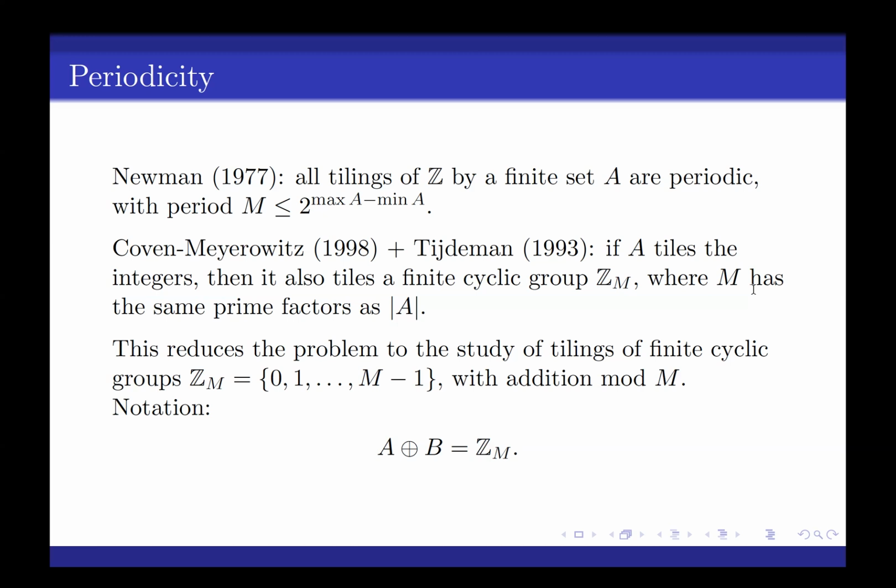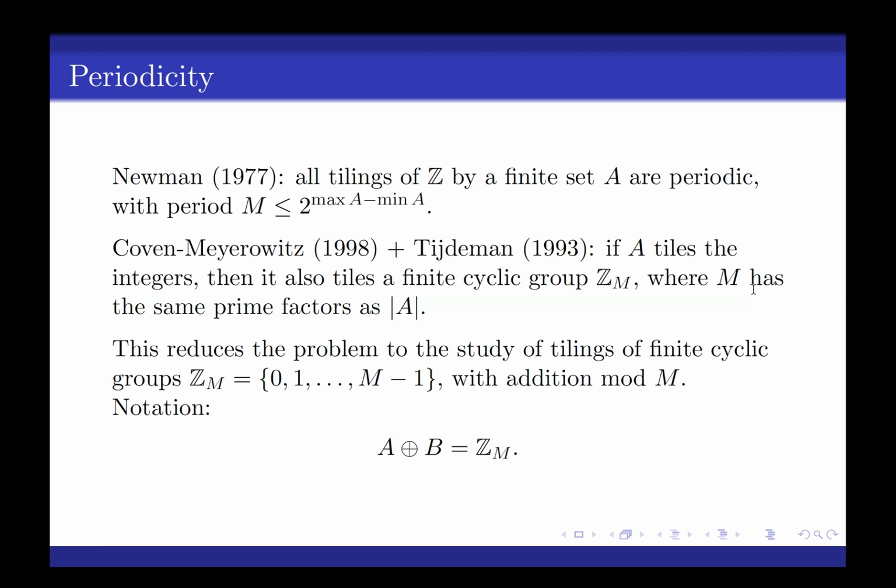Now, in 1998, Coven-Meyerowitz proved, relying on a beautiful theorem of Tijdeman, that if a set A tiles the integers, it also tiles the cyclic group Z_M, where M, the order of the group, has the same prime factors as the cardinality of A. Actually, the theorem of Tijdeman they rely on says that the tiling property is preserved under dilations by factors which are coprime to the cardinality of A.